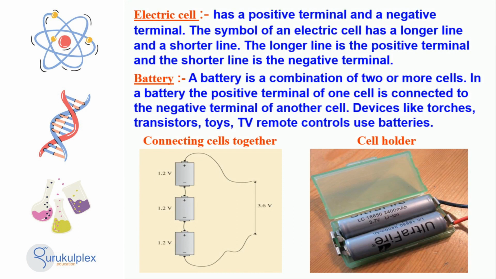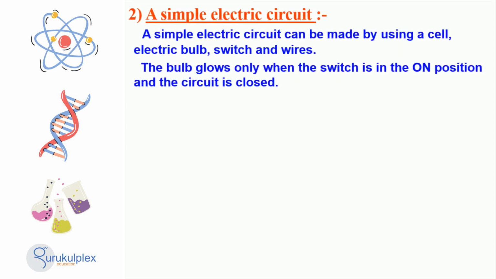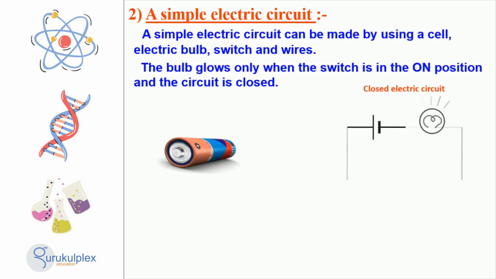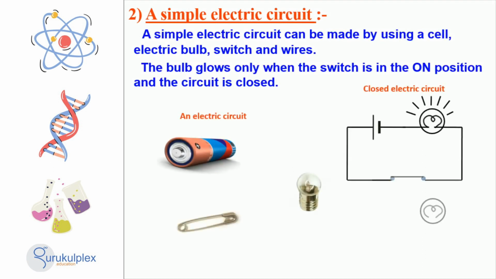Batteries, which are composed of two or more cells, are generally used in households for devices such as torches, transistors, toys and TV remote controls. To connect cells together, a secure cell holder is needed. Electricity plays an integral role in our lives, and it is imperative to comprehend electric current.